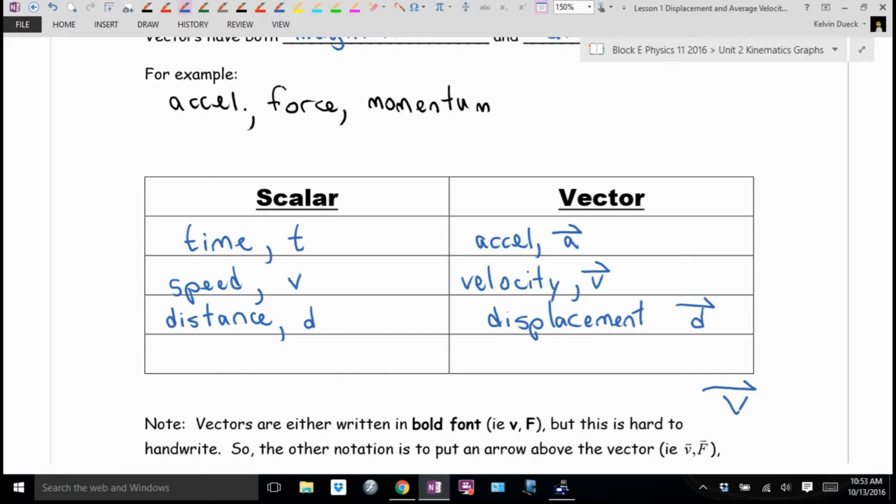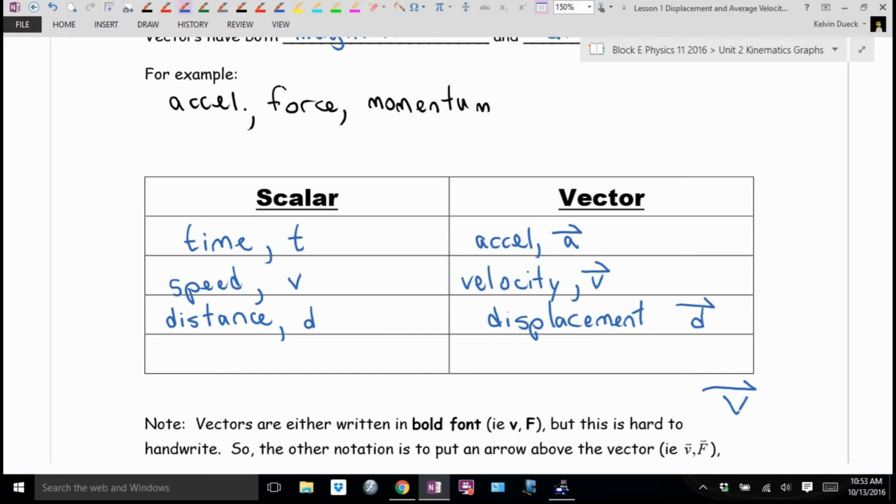Mr. Dueck, if we forget to put an arrow, will you take marks off? No, but you know what? You'll lose marks on your own because you'll forget that it was a vector, and at the very end, you'll forget that direction made a difference to your answer, and you'll get the wrong answer. So anytime I'm in vector land, I'm very conscientious about vectors.